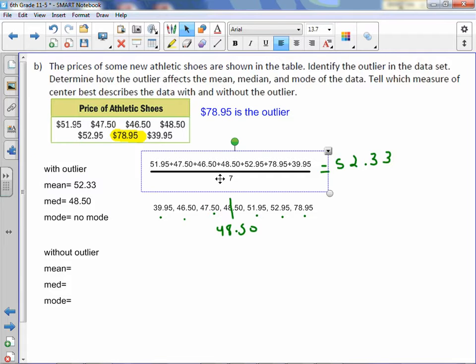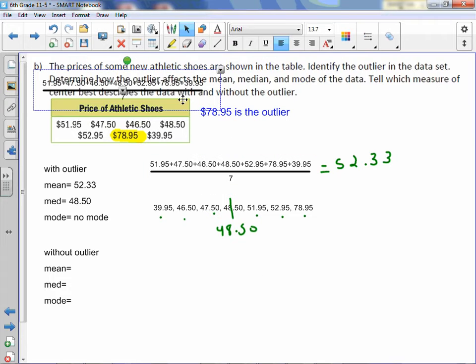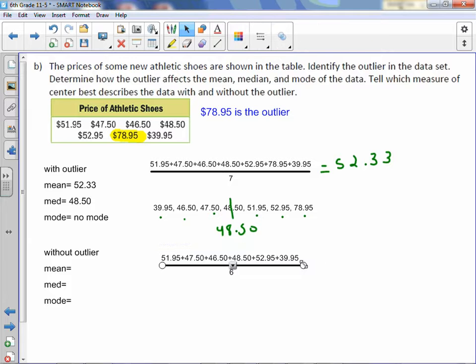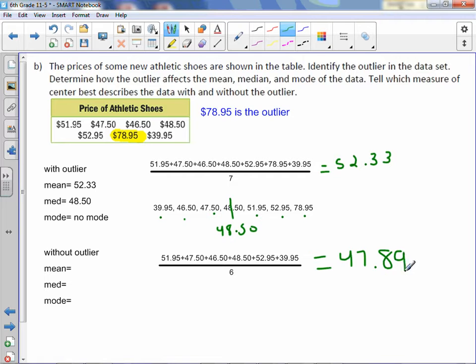Now let's repeat this process, but this time we will remove the outlier, which is 78.95. So let's remove that outlier, which means we now only have 6 numbers in our data set. To find the mean, we're going to add them up and divide by 6 this time. And when we do that, we get 47.89 as our mean.